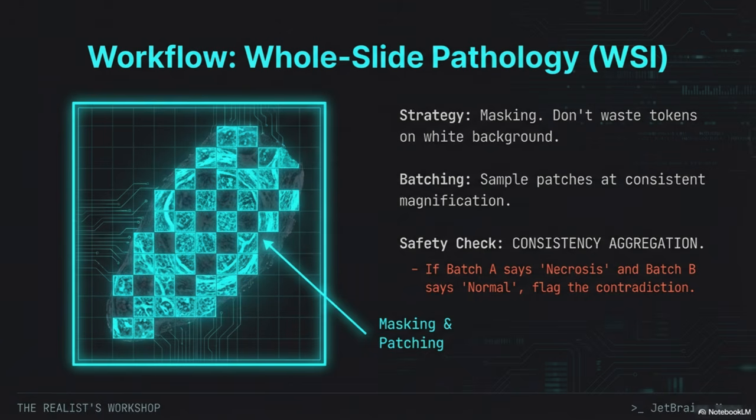But a single slide requires many batches, so you need robust aggregation. Yes, you aggregate those batch summaries into a slide-level impression, but you have to build a safety check, a guardrail. If one batch summary claims there is necrosis and another batch claims the tissue is normal, the system can't just average that. It needs to flag that contradiction for a human.